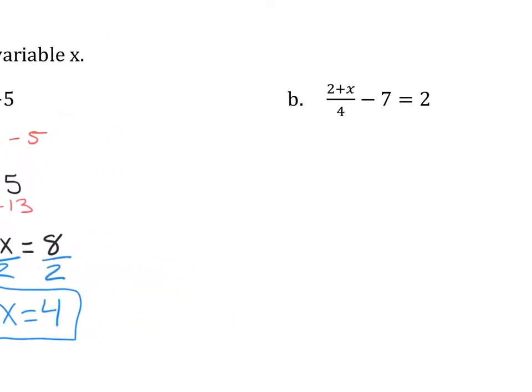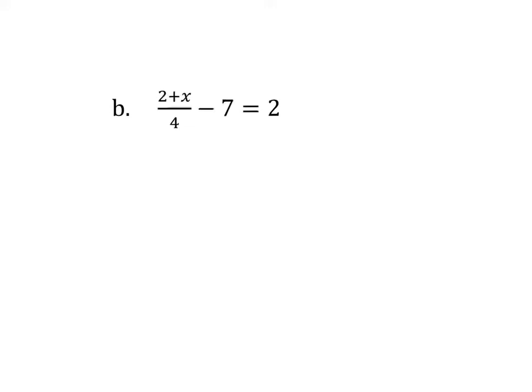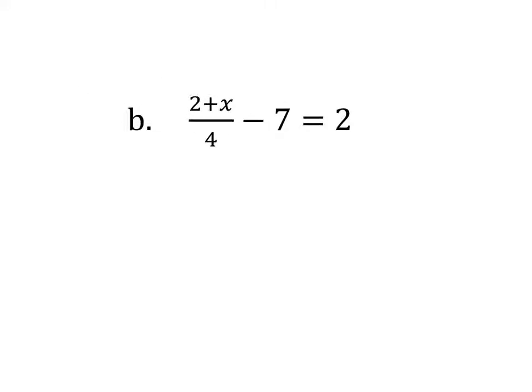Okay, if we look at letter B. So this one is a little bit different because we don't have any parentheses, so distributing isn't obvious right now. But we can still figure out what is currently happening to x and then just do those opposite operations in the reverse order. So using our order of operations, the very first thing that's happening to x is that 2 that's being added. So the first thing is adding 2.